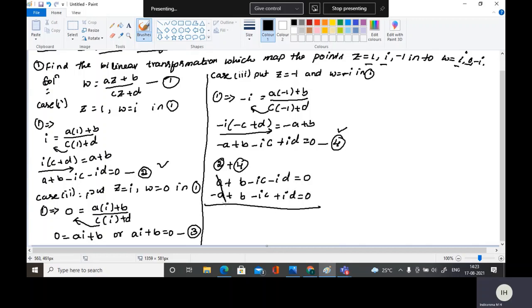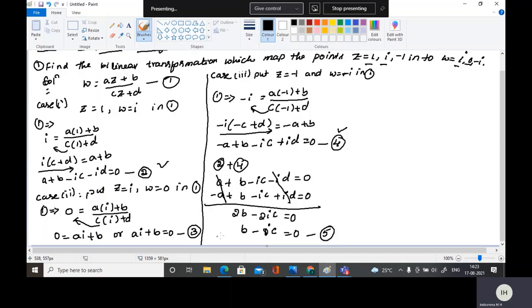So minus A plus A cancelled, minus ID plus ID cancelled. So we obtain 2B minus 2IC is equal to 0. Divide by 2, we obtain B minus IC is equal to 0. Call it as equation 5.